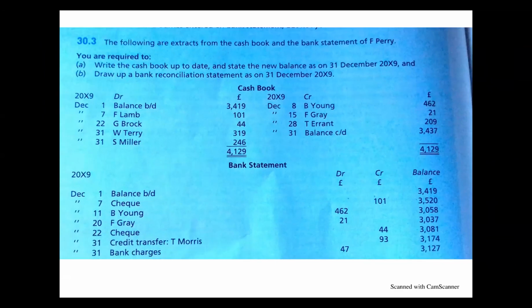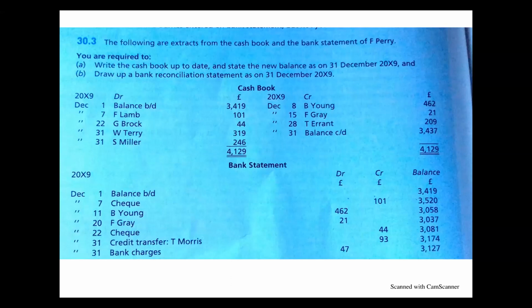Here is another question now that we have. The following are extracts from the cash book and the bank statements. You are required to write the cash book up to date and state the new balances as on 31st December 2018, and draw up a bank reconciliation statement as on 31st December 2019.